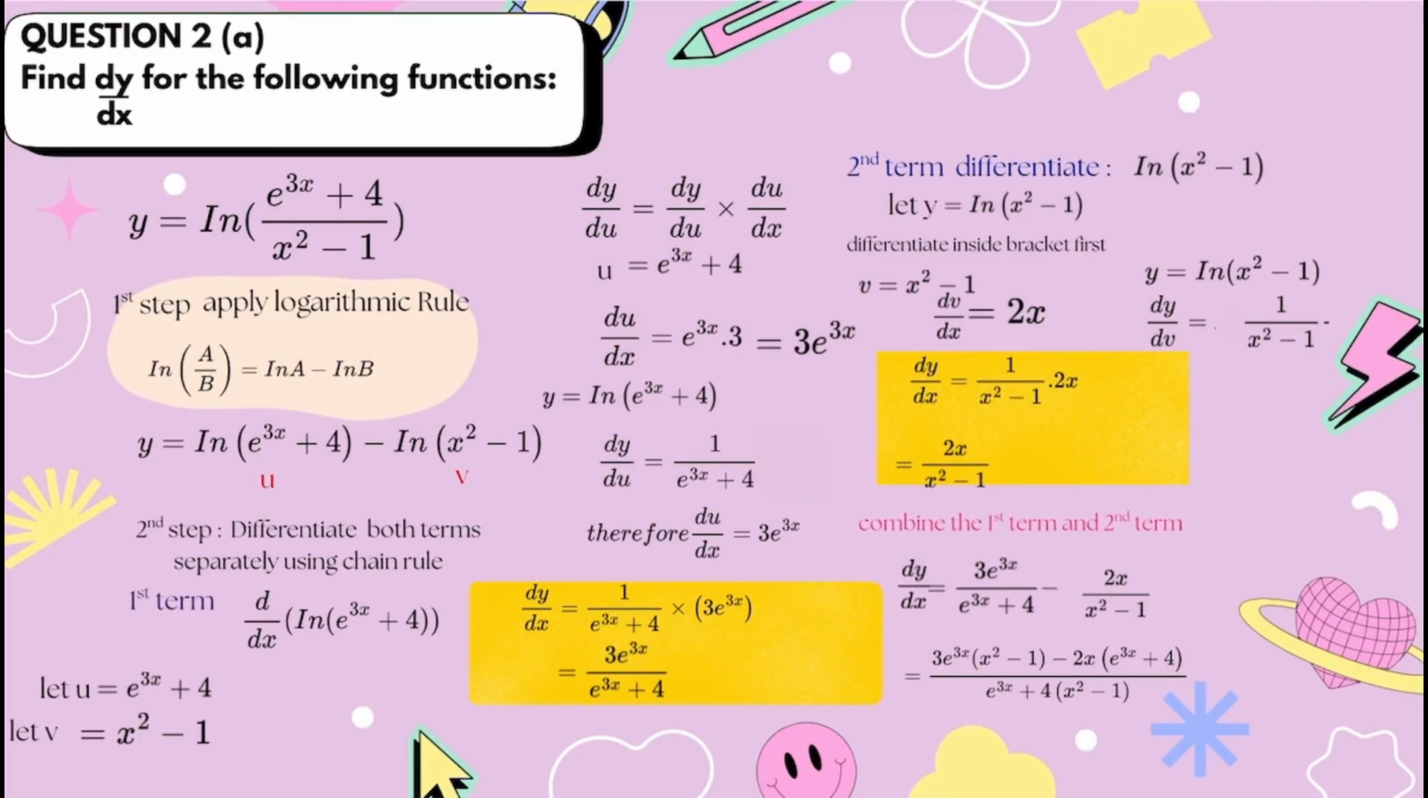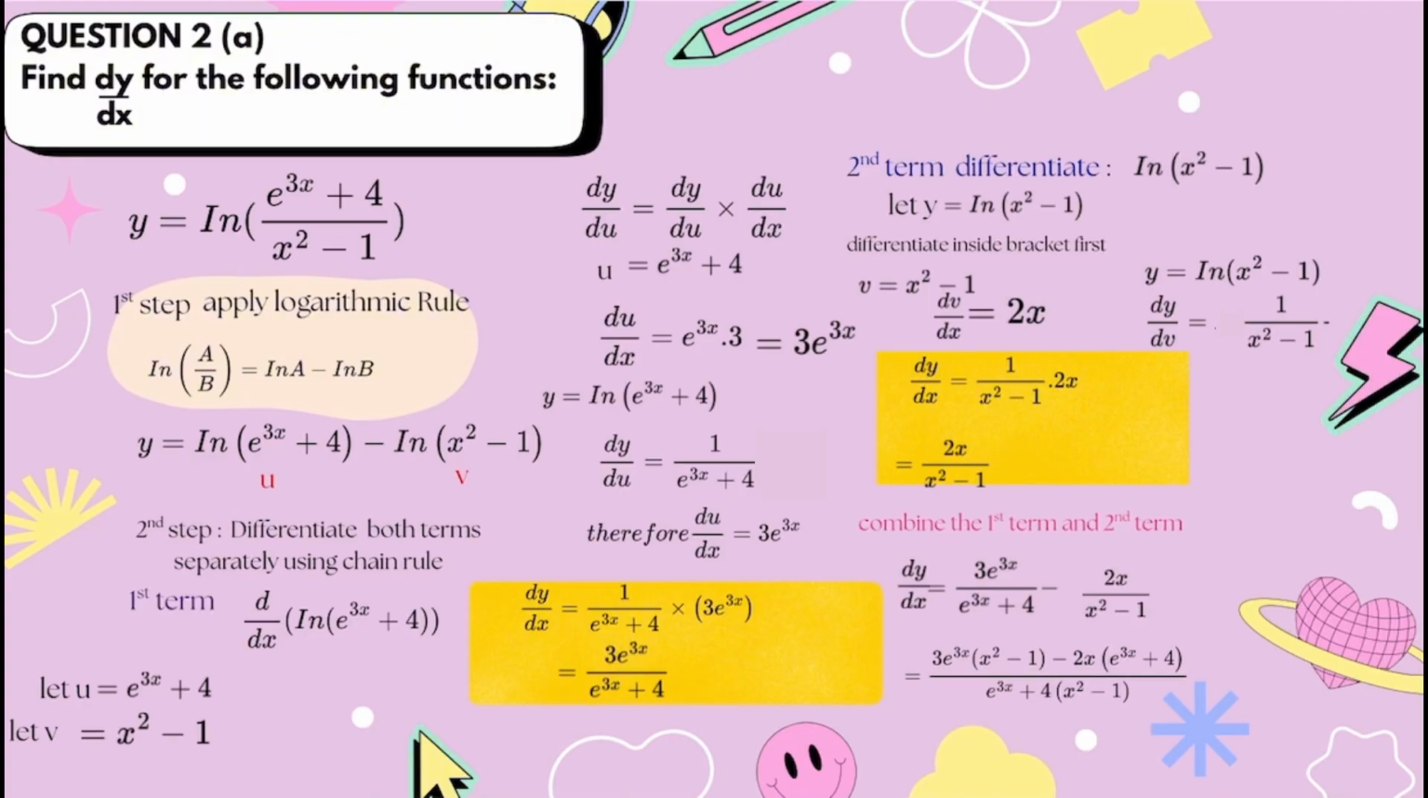Now, let's move on to question 2a. Question 2a asks us to find dy over dx for the following function. We are given y equal to ln of (e to the power of 3x plus 4) divided by (x squared minus 1). First step, we apply the property of log, which is ln of a over b equal to ln a minus ln b. So we rewrite our function like this: y equal to ln(e to the power of 3x plus 4) minus ln(x squared minus 1).